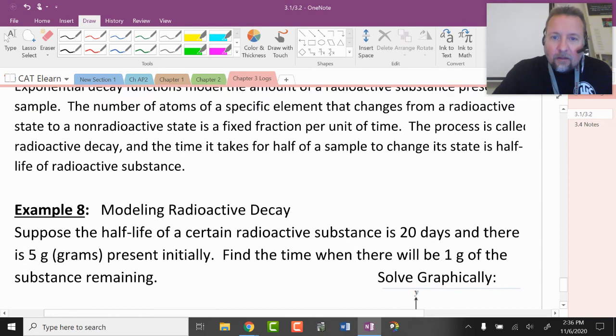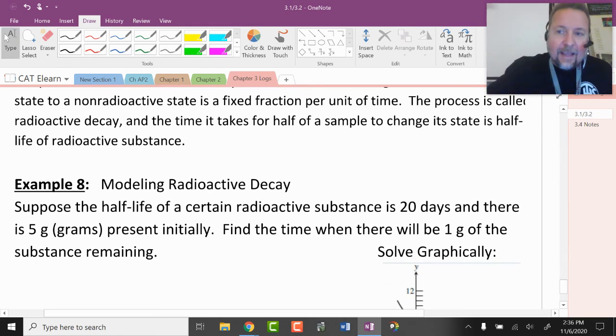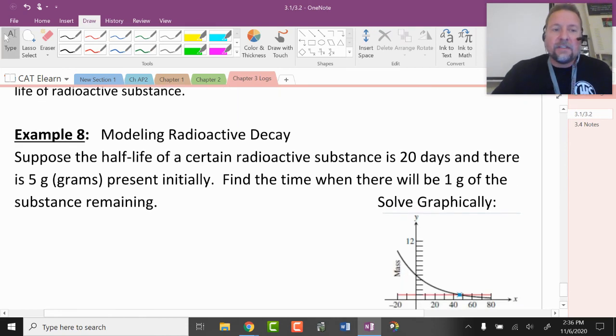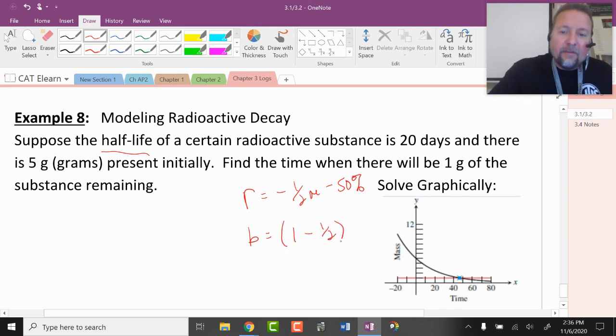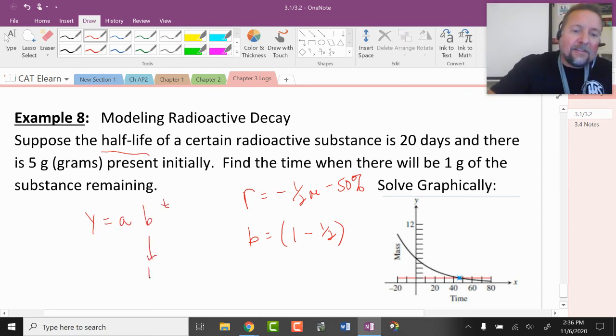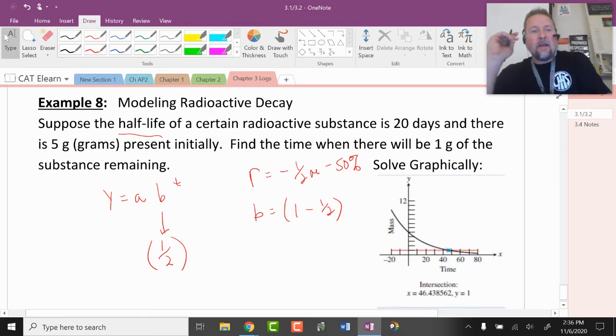So half-life means you're losing half of the material. It's very simple. So as soon as you hear half-life, R equals negative a half, or you're losing 50%. So that means B equals 1 minus a half, which is half. So in a half-life question, B is a half. How many times do I have to say half? It's very simple, and you have to have this memorized.